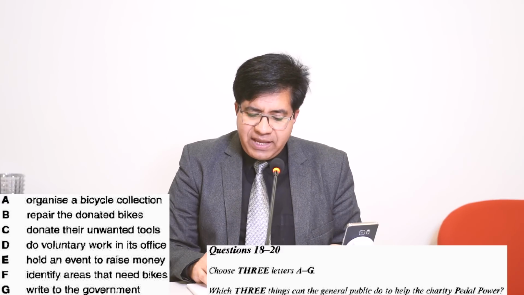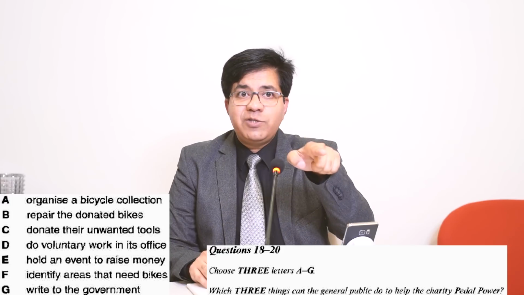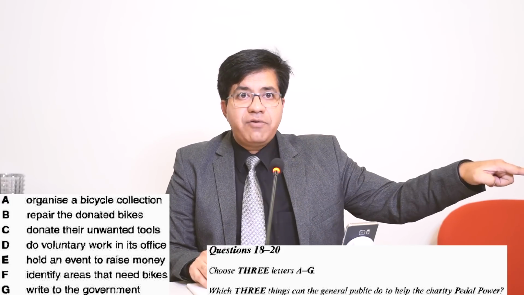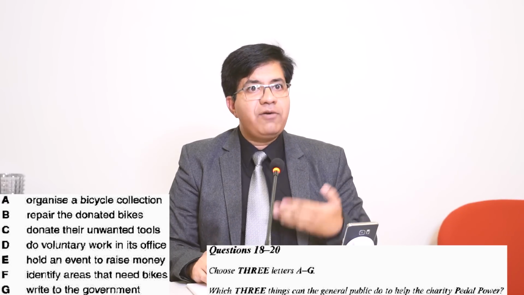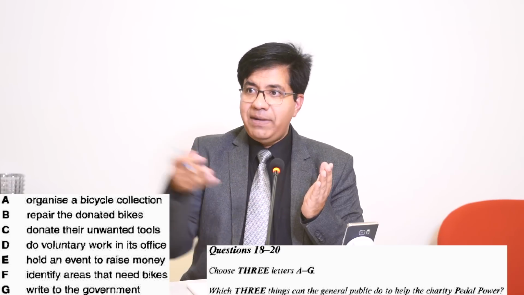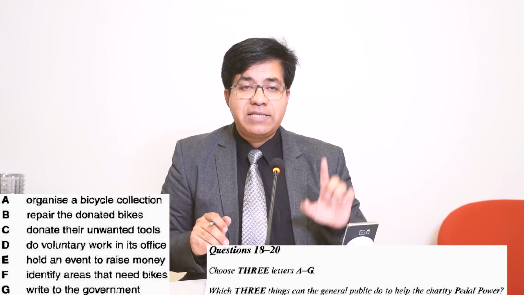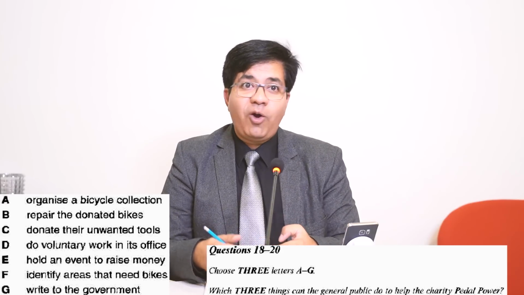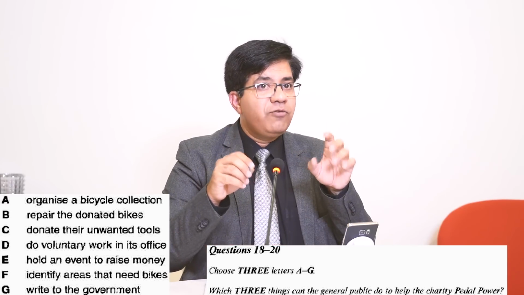Option F, identify areas that need bikes. So people can say that village needs bikes, that area needs bikes, that country needs bikes. And option G, write to government. They can write an application to the government to help them. So whatever the general public can do, that will be the answer. And remember, these options will not come in order. So first you need to pick up the option from the word.